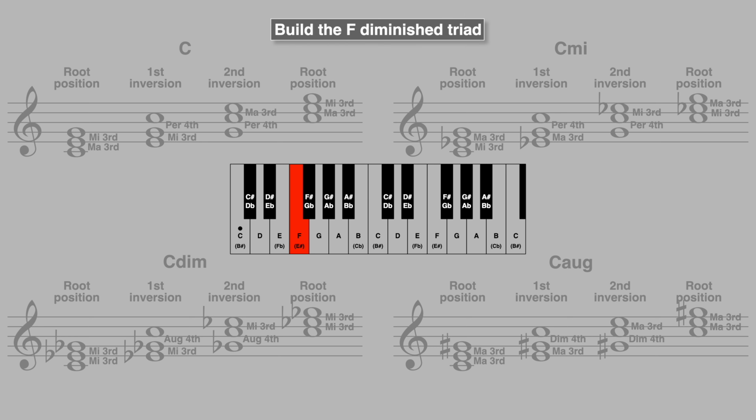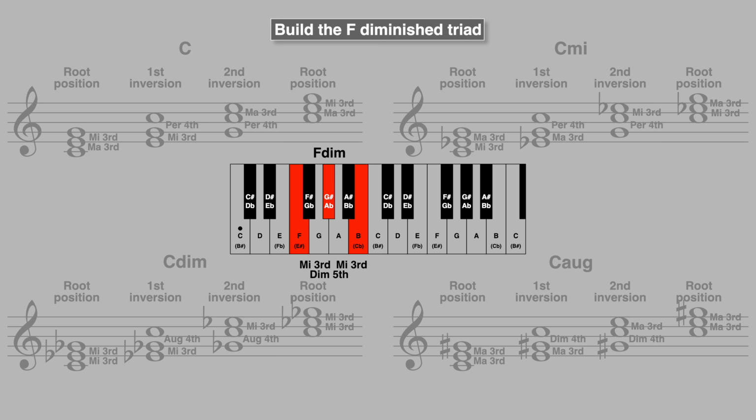To build a diminished triad, we need a minor third interval from the root up to the third. This gives us A flat as the third of the chord. From here, we need a minor third interval up to the fifth of the chord. And so we get the note C flat as the fifth of an F diminished chord. Now, there's only 6 half steps from the root up to the fifth of the chord. This equals a diminished fifth interval.